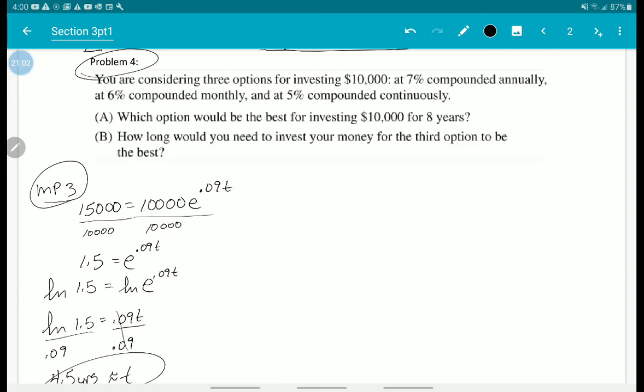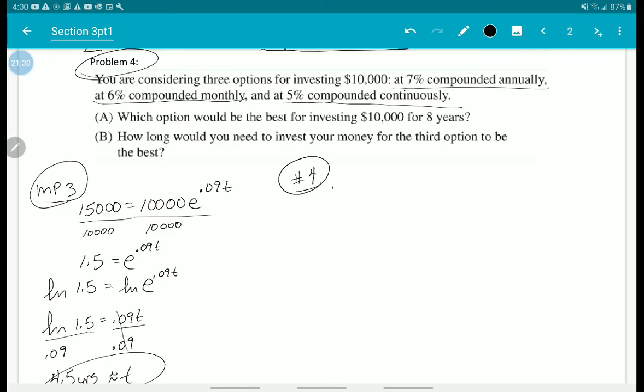And then if we look at problem 4, we're considering 3 options for investing $10,000. We've got an annual option, a monthly option, and a compounded continuously option. Notice the interest rates are different. We're asking which option is going to be our best investment in Part A.